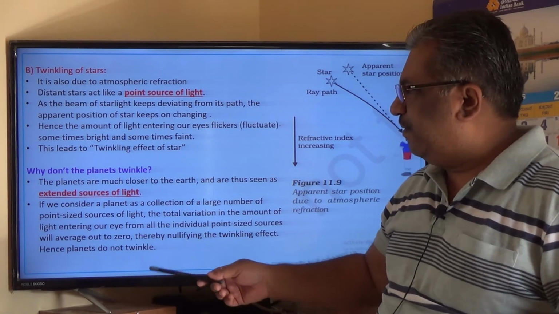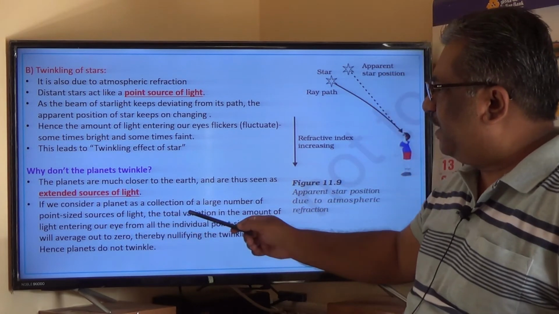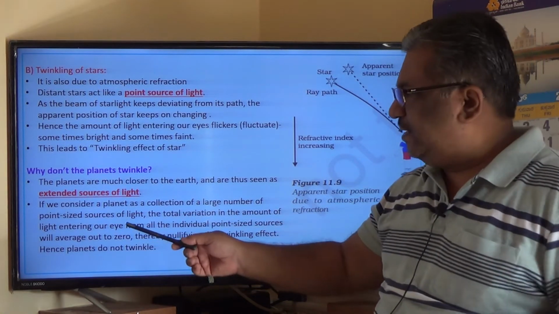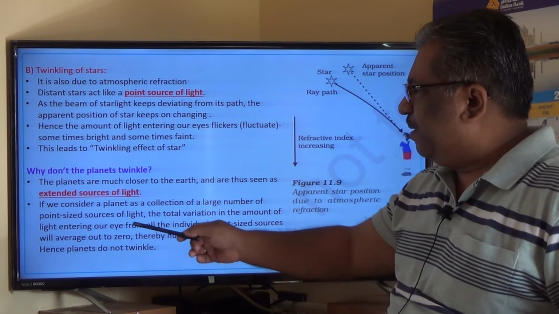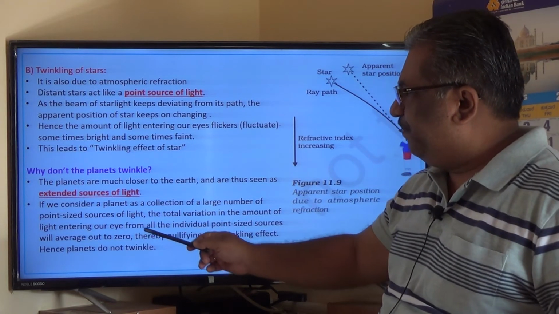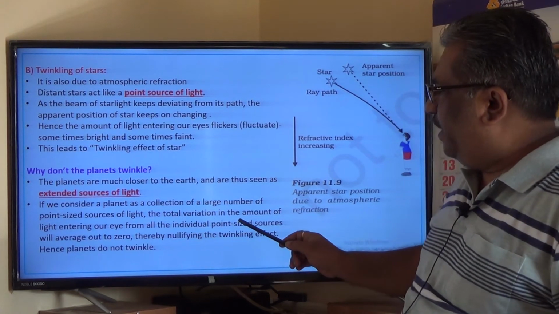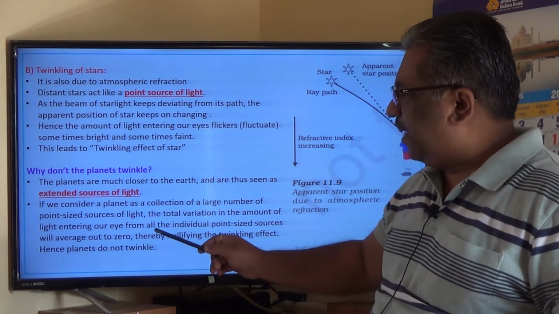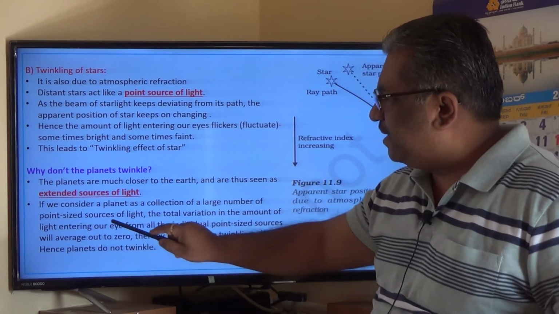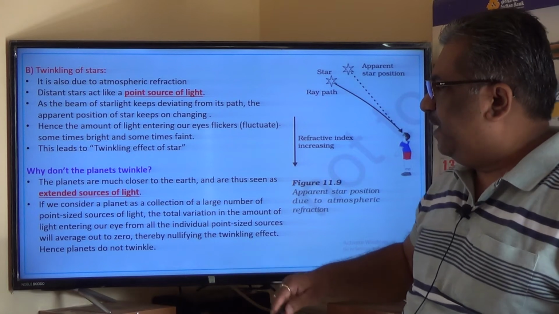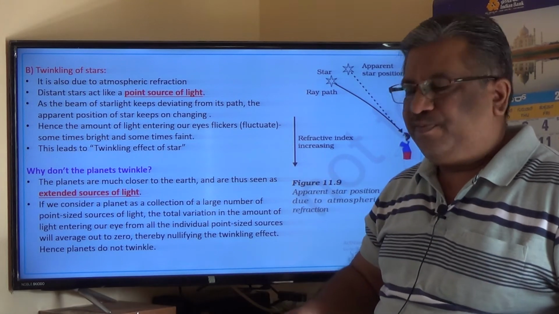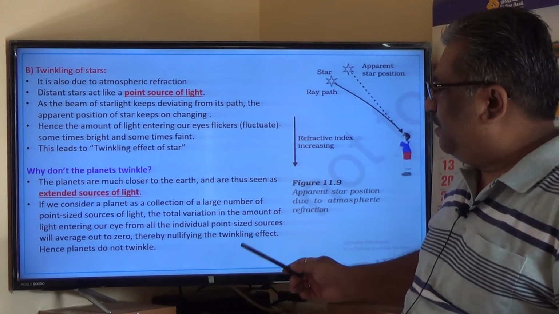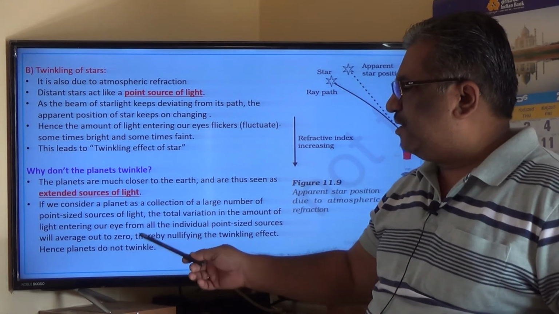Do you understand? Therefore, if we consider a planet as a collection of a large number of point-sized sources of light, then the total variation in the amount of light entering our eyes from all these point-sized sources of light averages out to 0, thereby nullifying the twinkling effect. Hence the planets do not twinkle.